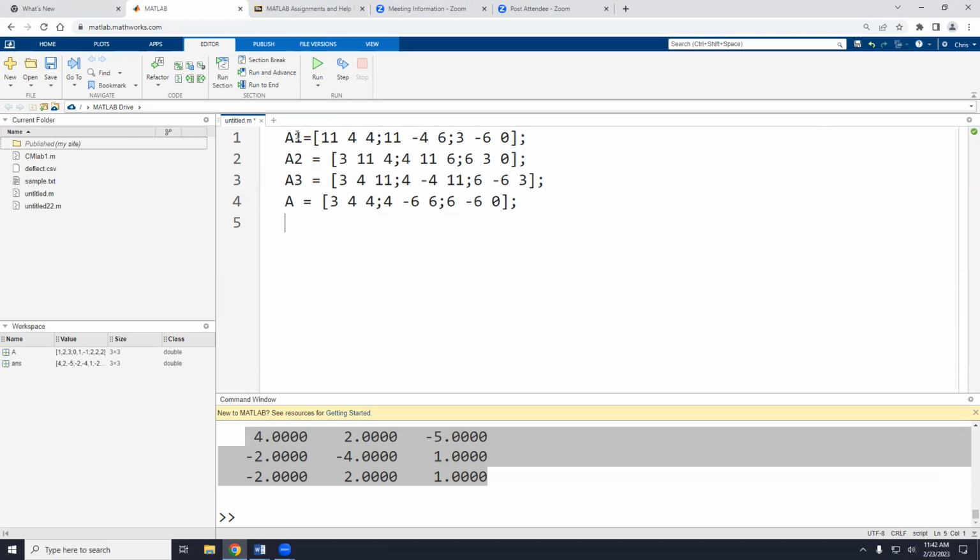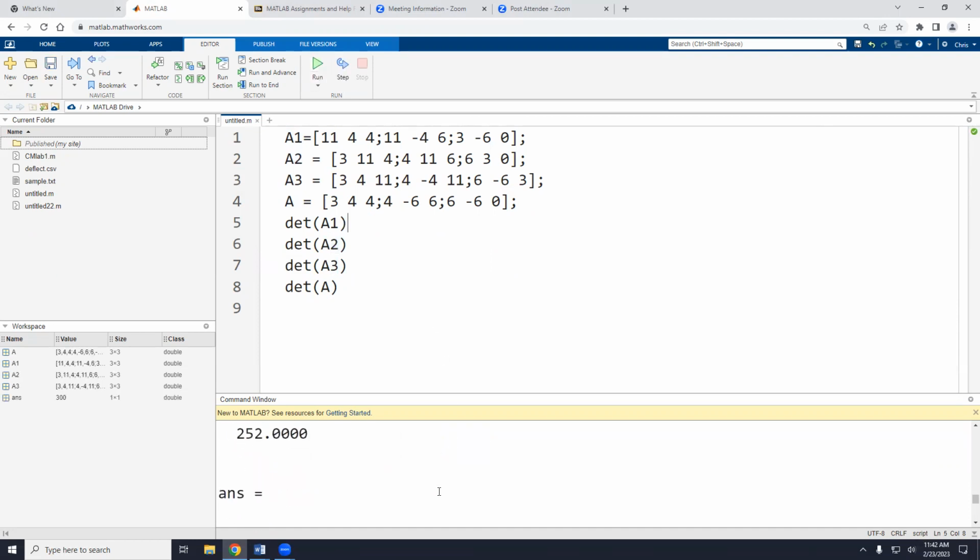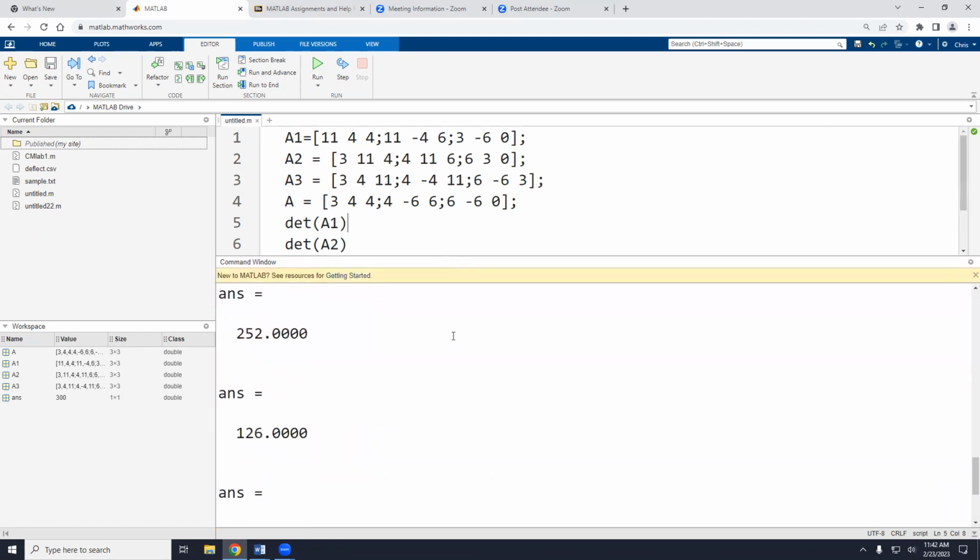All right. Now I'm going to find the determinants of each of these. So I'm going to say det A1, not DQT, det. Remember to find the determinant, det A1, and then I'm just going to copy this because I'm efficient / lazy. Let's see what we get out of this. Okay, so these are our numbers. I get 252, 126, 252, 126. Let's see if it works.